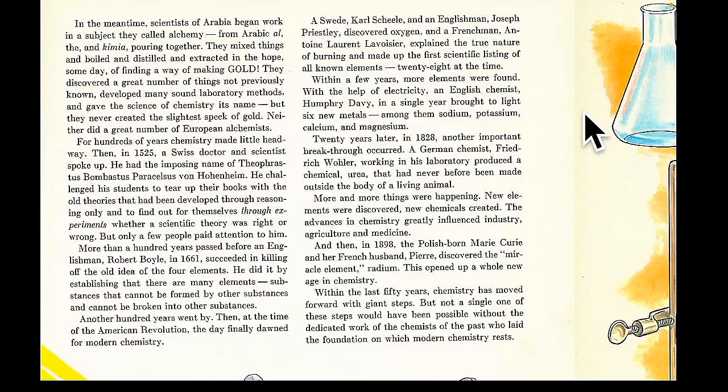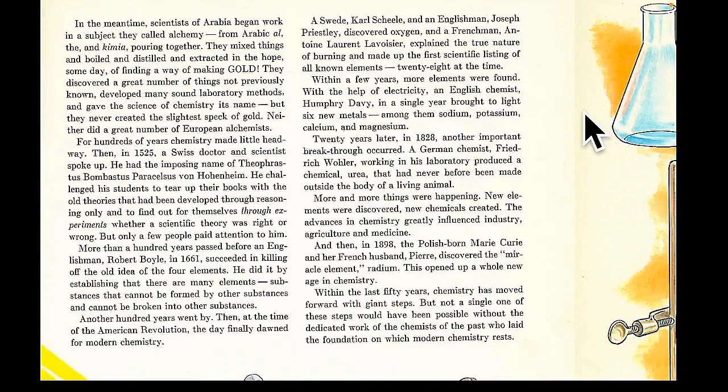He challenged his students to tear up their books with the old theories that had been developed through reasoning, only to find out for themselves through experiments whether the scientific theory was right or wrong. But only a few people paid attention to him. More than 100 years passed before an Englishman, Robert Boyle, in 1661, proceeded to kill off the old idea of four elements. He did it by establishing that there are many elements, substances that cannot be formed by other substances and cannot be broken into other substances.